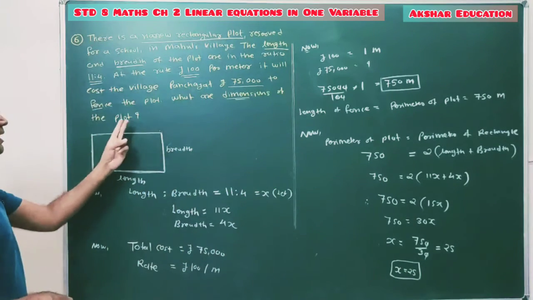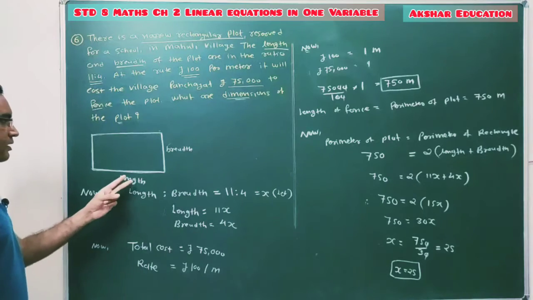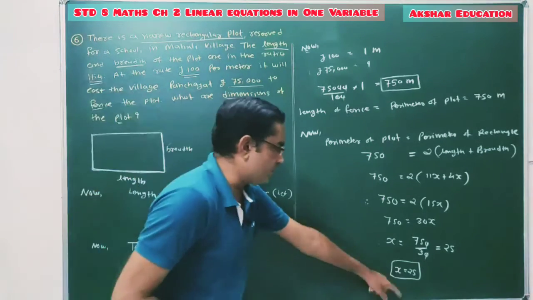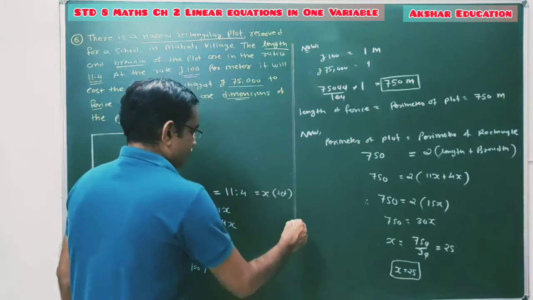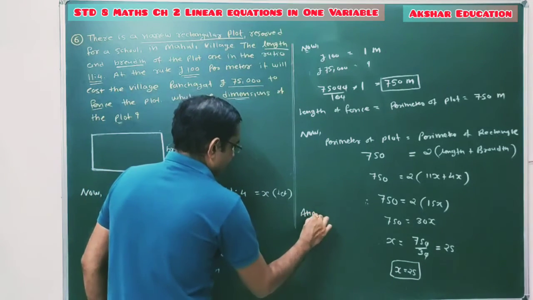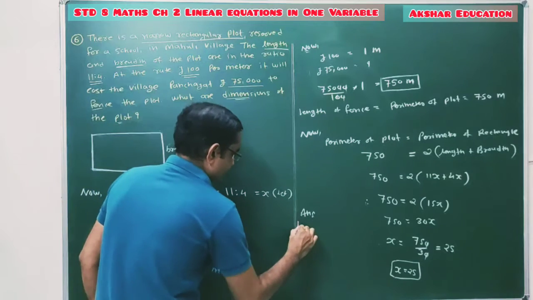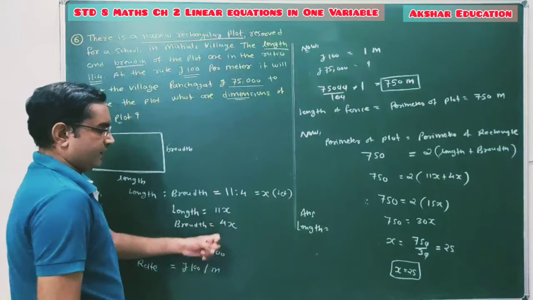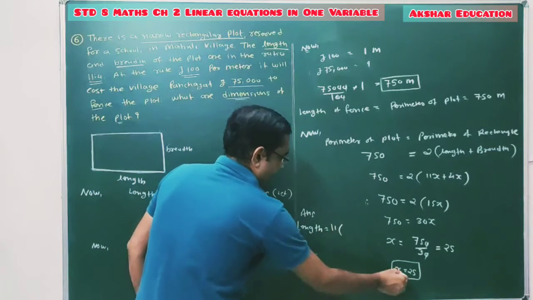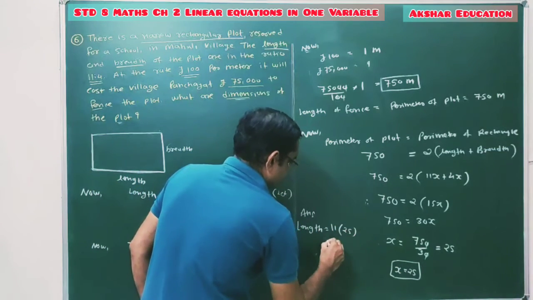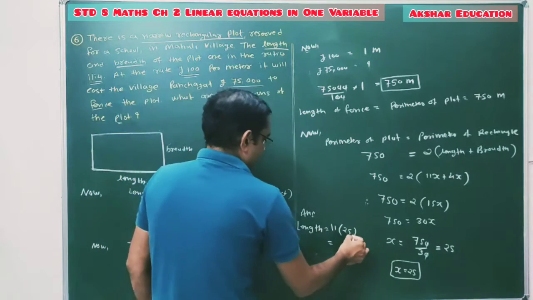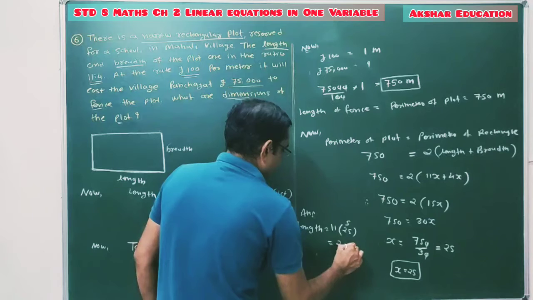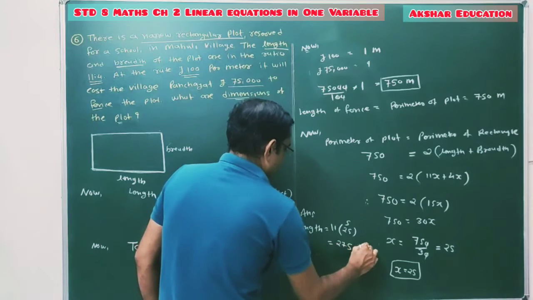Read the question. What are the dimensions of the plot? Dimensions are nothing but the length and breadth. Length is 11x, breadth is 4x, and x is 25. So that will be your answer. You have to write the answer separately like this. Length is 11x, and our x is 25. 11 fives are 55, 11 twos are 22 plus 5, it's 275 meter.